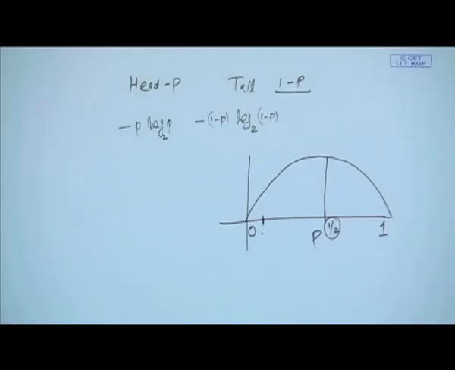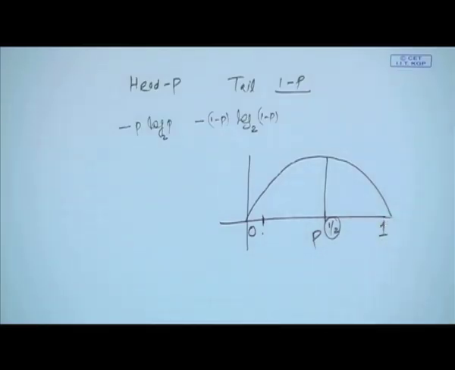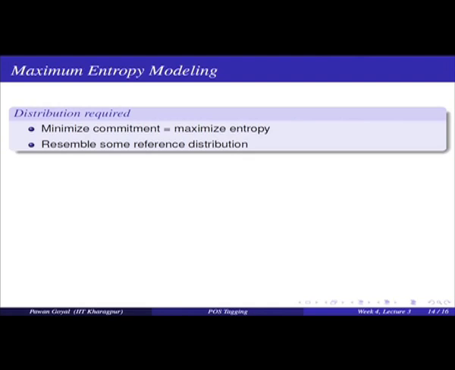This is a distribution over only two variables, p and 1 minus p. But even if you take any n number of variables, the distribution will have the maximum entropy whenever it is the most uniform. So this gives us the intuition for why we chose the most uniform model for getting the maximum entropy. Now, coming back to our maximum entropy model, among all the possible distributions, we want to choose the model that maximizes the entropy.